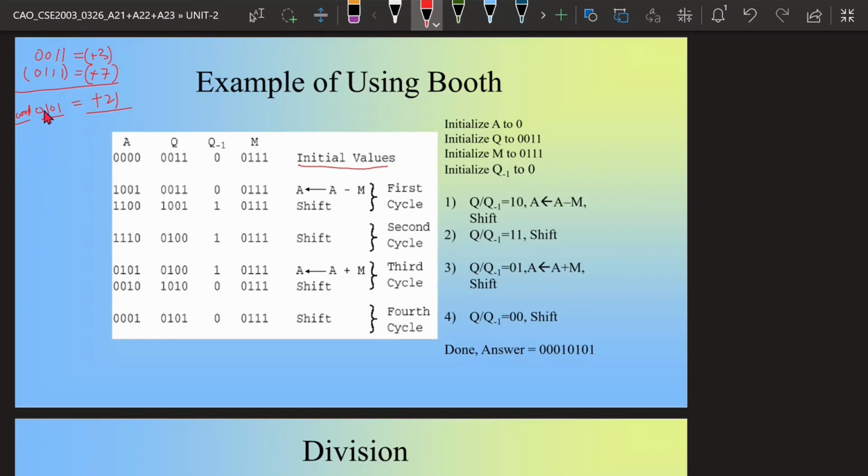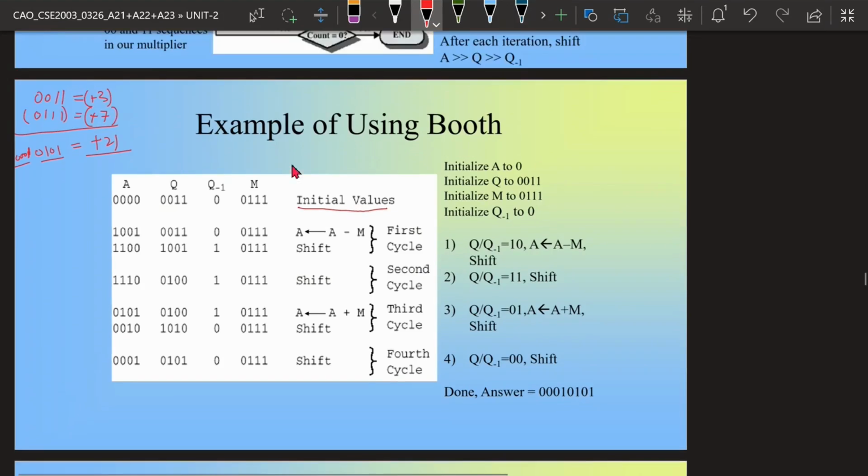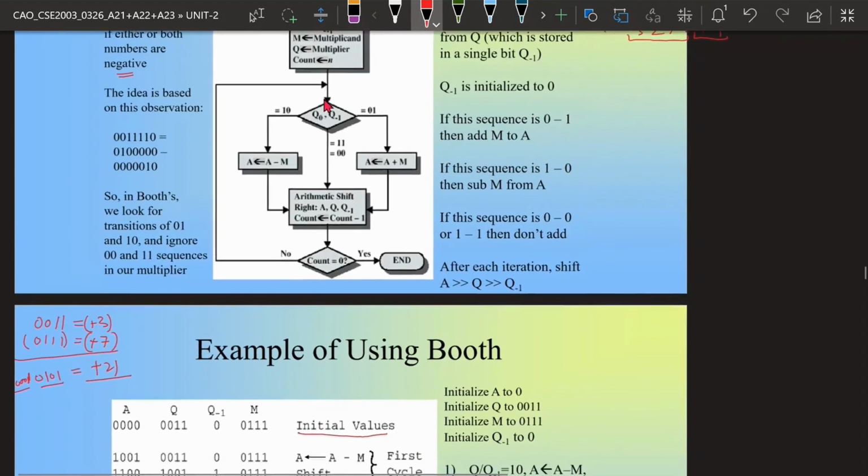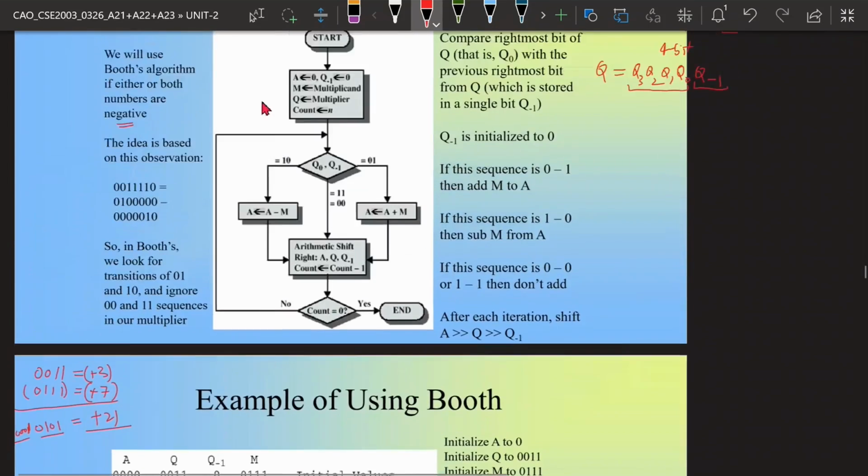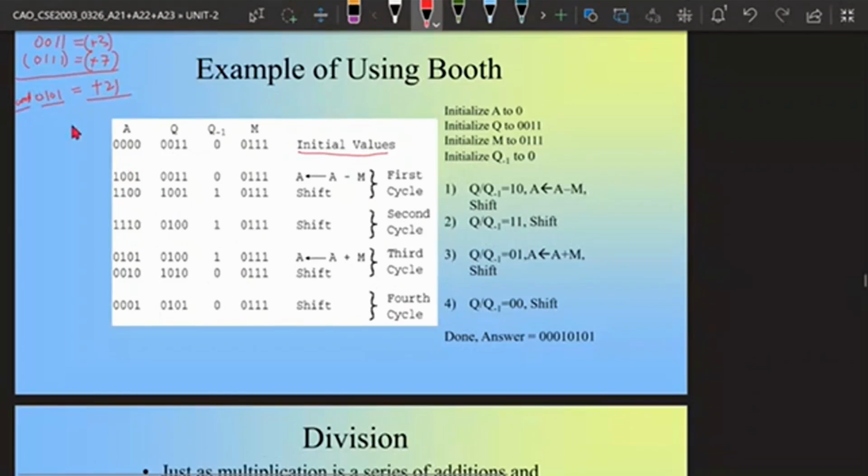We can multiply with two positive numbers, and we can use negative numbers also, but as an example of how Booth's algorithm works we have taken two positive numbers. This M is the multiplicand, plus 7, and this is the multiplier, plus 3. These are the initial values. Also, because it is a 4-bit representation, the count value n should initially be 4.